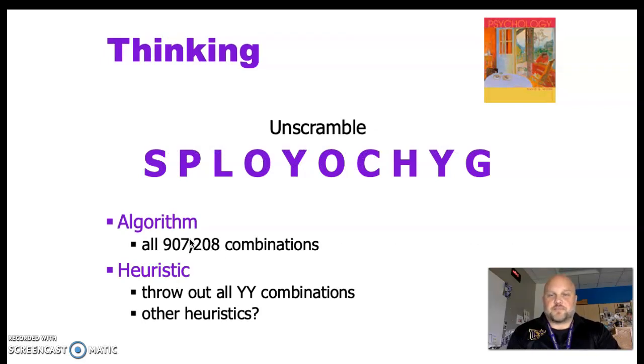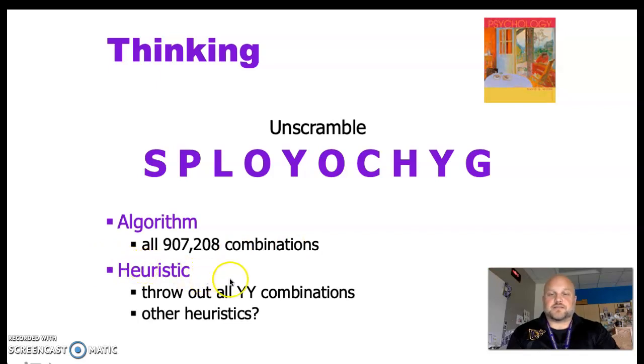This is another example of algorithms versus heuristics. So if you're trying to unscramble these letters here, which doesn't take a rocket scientist to figure out that this is the word psychology, but if you used an algorithm, you would have 907,000 combinations, ways of mixing those letters up, believe it or not, and that, again, nobody's got time for that.